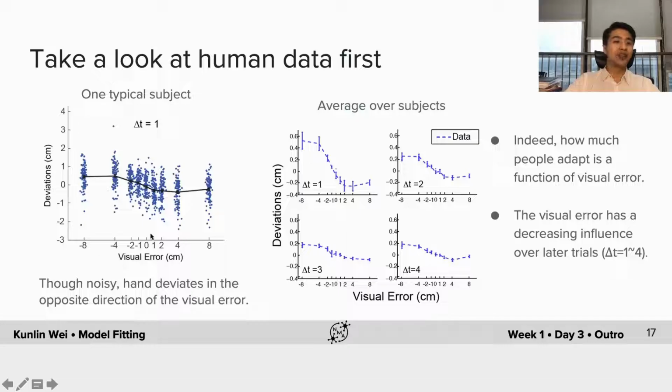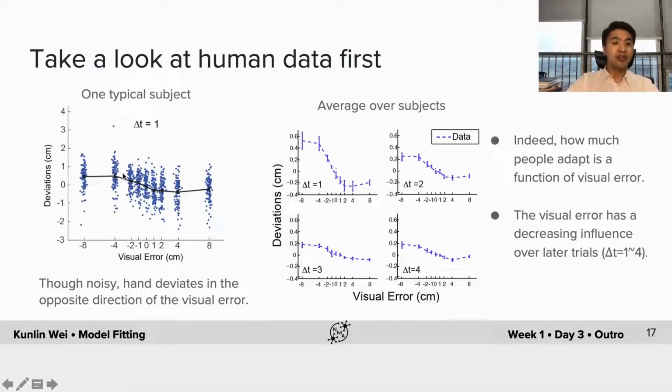I plot some raw data right here. On the x-axis, this is from one typical subject. On the x-axis, I plot the 9 kinds of visual errors I apply to the subject. On the y-axis is their hand deviations in the very next trial. Each dot stands for a single trial. As you can see, the human data is very noisy.